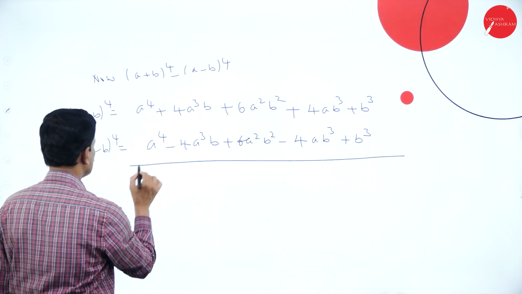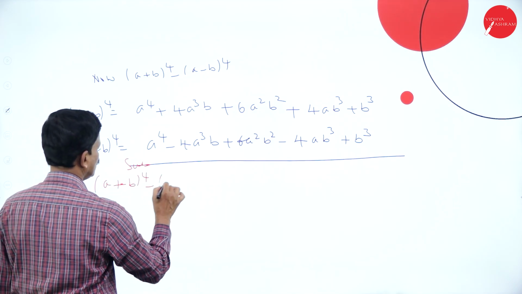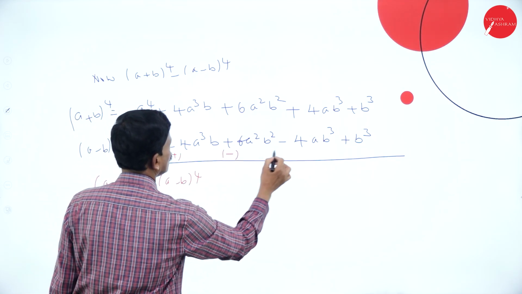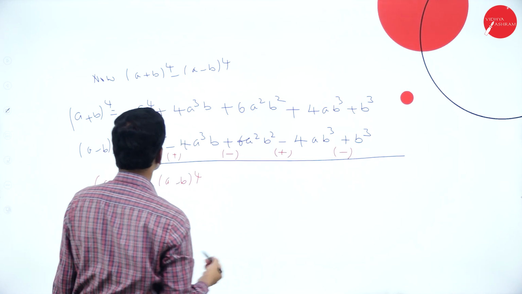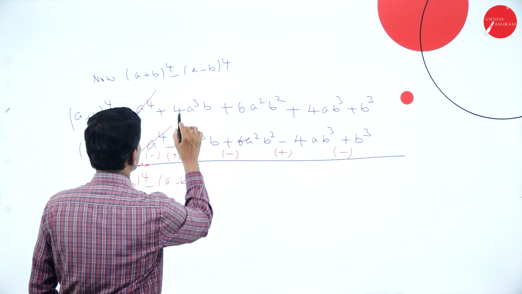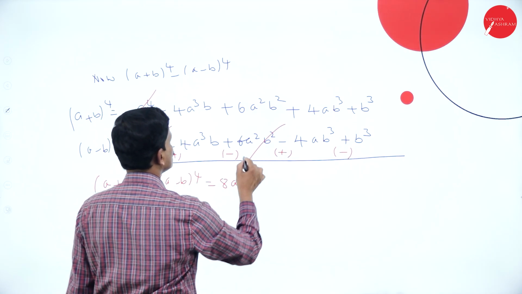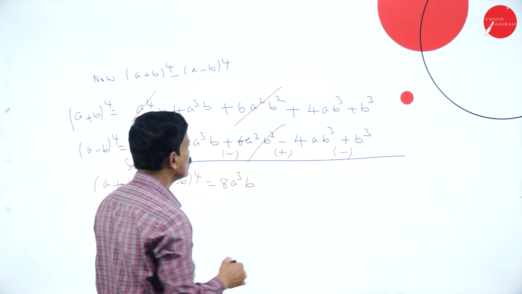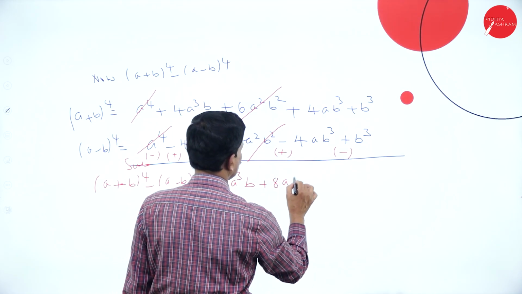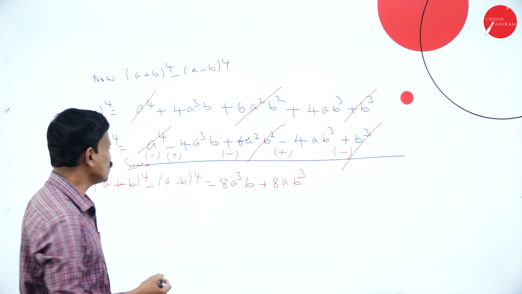If you subtract, what happens? So this is (a plus b) to the power of 4 minus (a minus b) to the power of 4, this is minus plus minus plus and minus. So what happens? Plus a raised to 4 minus a raised to 4, they cancel. Plus 4 plus 4 is 8a cube b, and minus 6a square b plus 6a square b gets cancelled. This becomes plus 4 plus 4 is 8ab cube, and these two get cancelled. So what is left over is 8a cube b plus 8ab cube.